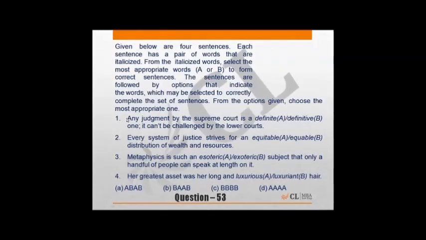Question of vocabulary. Each of the 4 statements have 2 words and we need to see which one fits in well. Statement 1. Any judgment by the Supreme Court is a definite one or definitive one. It can't be challenged, it has to be definitive one. Definitive is something which is final, which is decisive and within authority and hence cannot be challenged. So it has to be definitive.